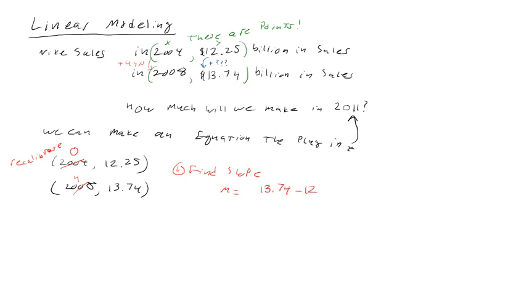So let me do a little math. 13.74, break out the calculators, minus 12.25. That's 1.49 over 4. And since we're doing decimals, I'm just going to make this decimal 0.3725, and this is my slope.